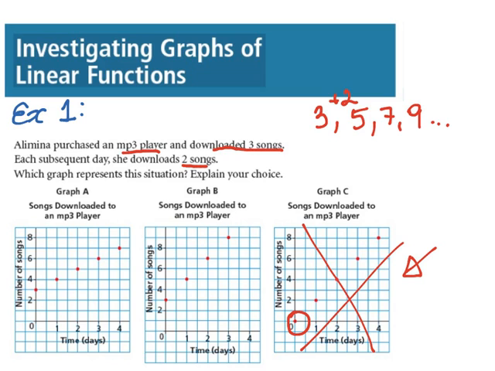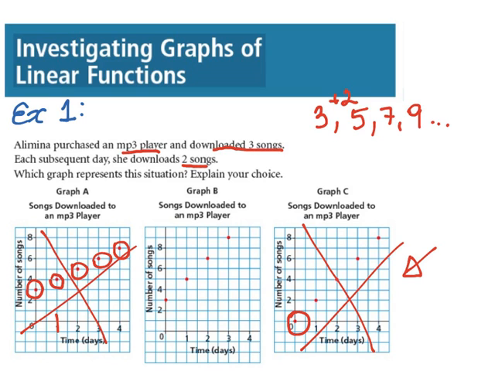Let's take a look at graph A. It starts off with 3 songs because the first day that Elimina purchased the MP3 player, she also downloaded 3 songs. However, each day the song number should increase by 2. If you look at the next day, it is at 4, the next day it's at 5, the next day it's at 6, the next day it's at 7. So each day this graph shows that she downloaded 1 song, not 2. Therefore, graph A is not the answer either.